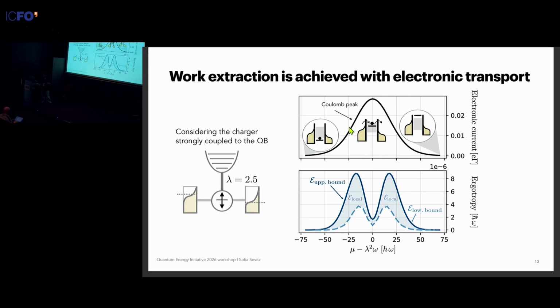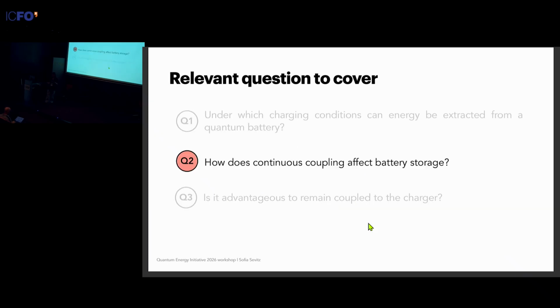So here it's not really working as a battery. But if we look here in the middle where there was electronic transport, we see a non-zero ergotropy. So here's where it's working as a battery. So the conclusion of the slide is that work extraction is achieved only when there's electronic transport. So this answers the first question. Going to the second question, what happens with this coupling?